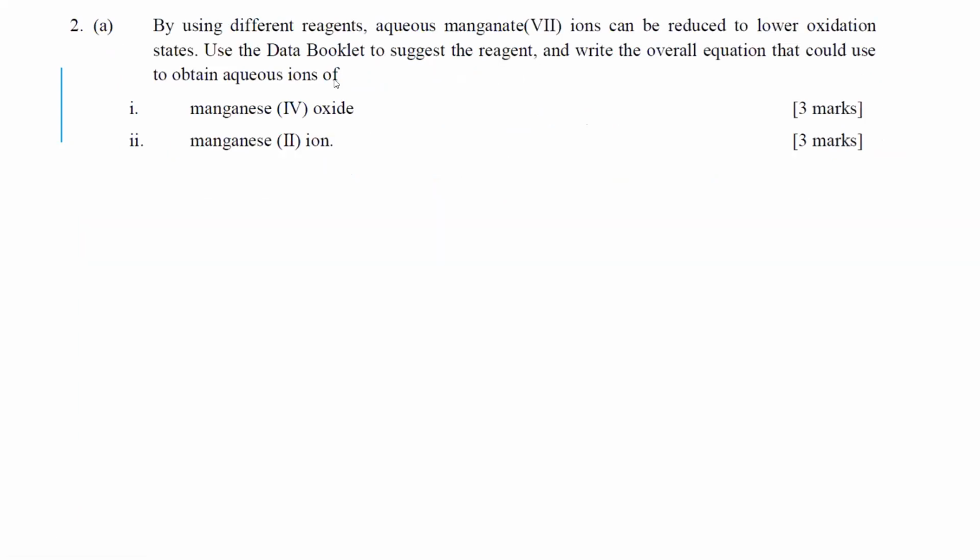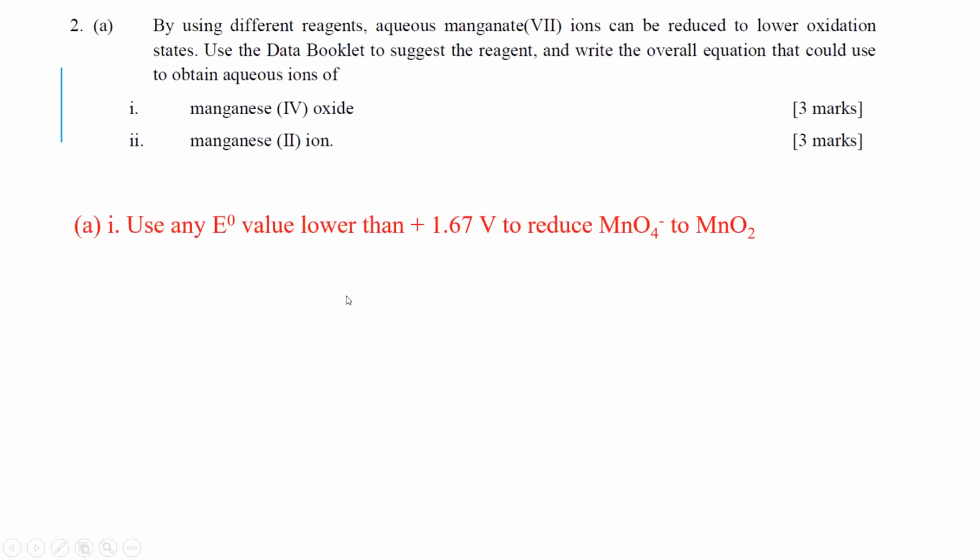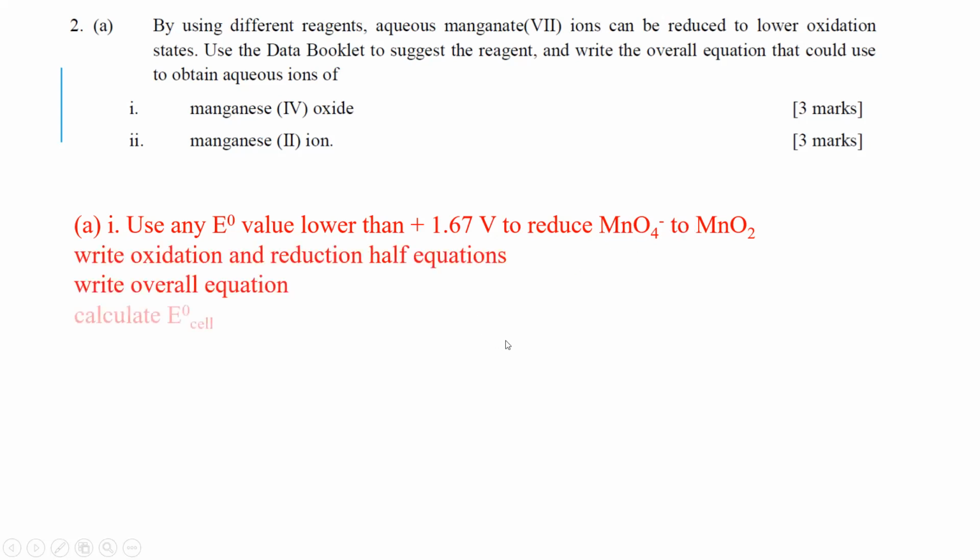By using different reagents, aqueous manganate can be reduced to a lower oxidation state. So using the data booklet, suggest a reagent and write the overall equation that can be used for manganese(IV) oxide and manganese(II) ion. So you use any E cell value lower than that of positive 1.67 so that you can reduce MnO4 minus to MnO2. The most important 3 keywords in here are: write the oxidation and reduction half equation, write the overall equation, and calculate the E cell.